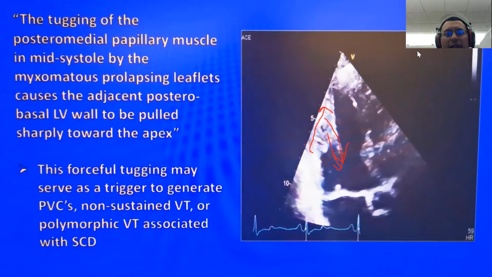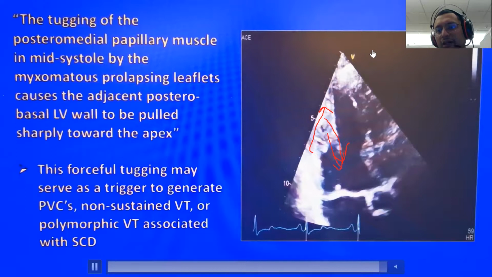They call this the tugging of the posteromedial papillary muscle in mid-systole by the myxomatous prolapsing leaflet, which causes the adjacent posterobasal LV wall to be pulled sharply towards the apex. The problem is the forceful tugging may serve as a trigger to generate PVC, non-sustained VT or polymorphic VT associated with sudden cardiac death. So this Pickelhaube sign is actually a marker for increased risk of sudden cardiac death. So I show you after this.